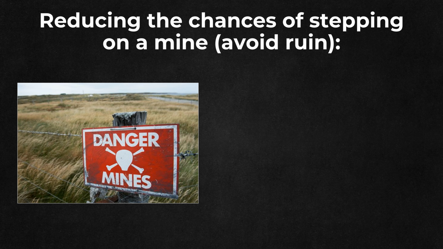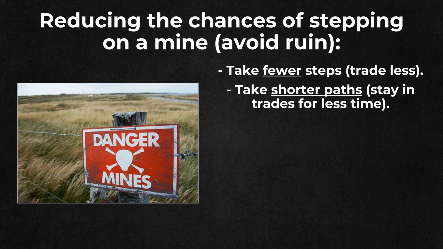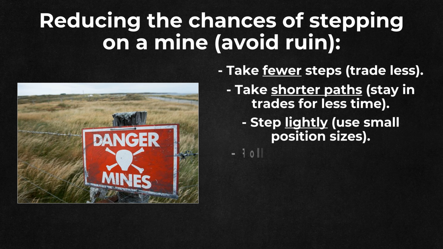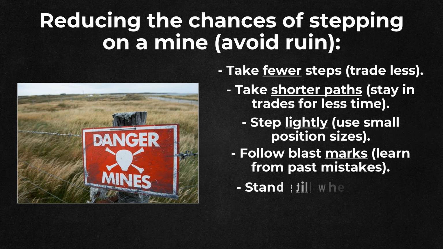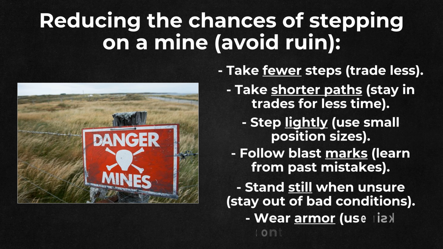For example, you can take fewer steps, take shorter paths, step lightly, follow blast marks, stand still when unsure, and wear armor. These are all things under your control, and they have nothing to do with predicting where the mines are. They are smart moves to counteract the fact that you cannot predict where the mines are precisely, just like in trading where risk management serves the purpose of counteracting the fact that technical analysis is imperfect.